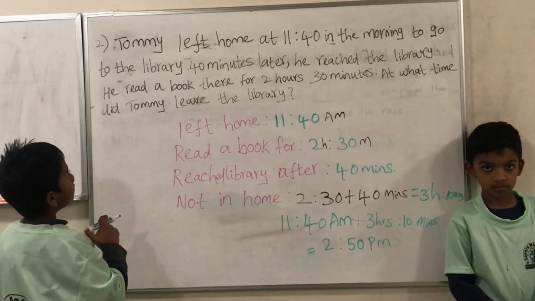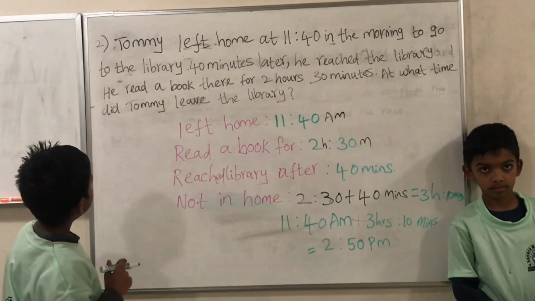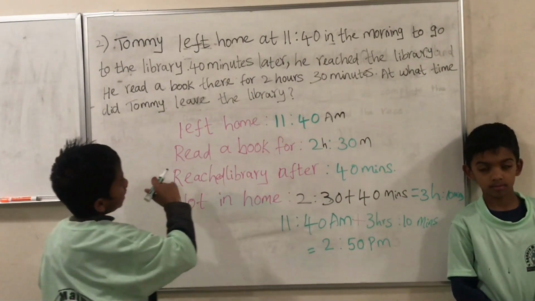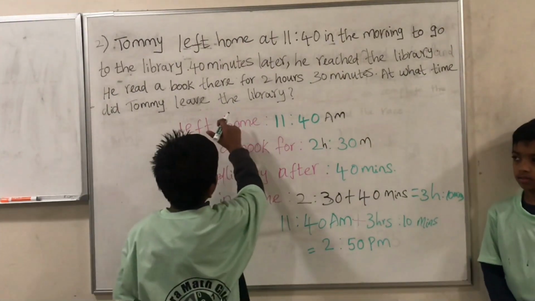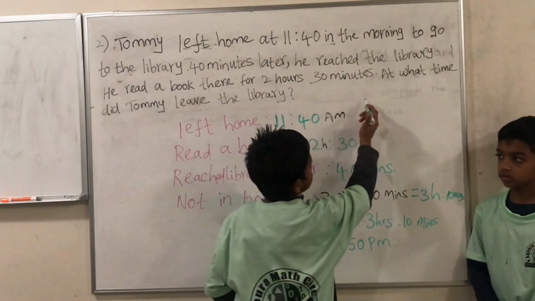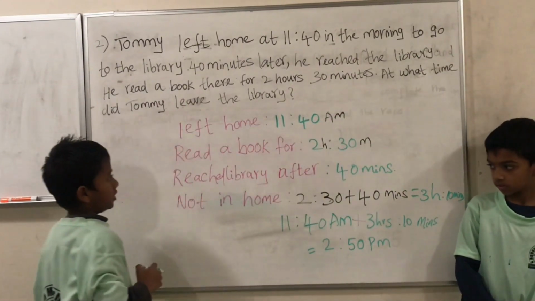We're doing problem number 2. Tommy left home at 11:40 in the morning to go to the library. 40 minutes later, he reached the library. He read a book there for 2 hours, 30 minutes. At what time did Tommy leave the library?